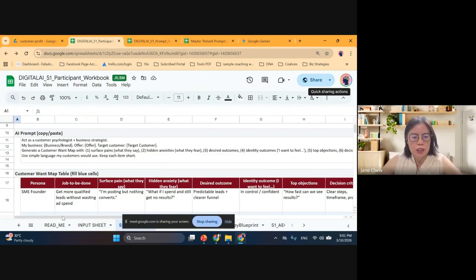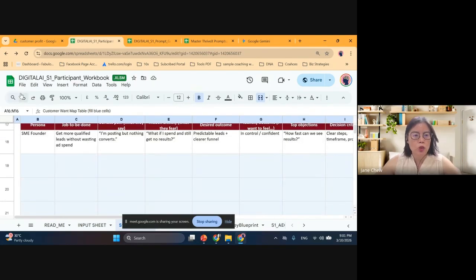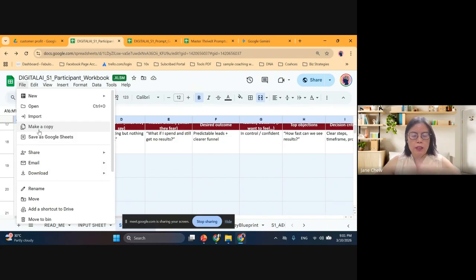So in this worksheet, when you open it up, you go to File and then either download or make a copy. When you make a copy, you will make a copy to your own Google Drive.